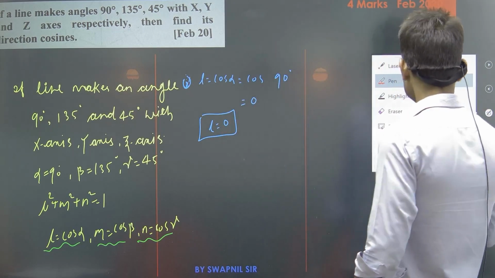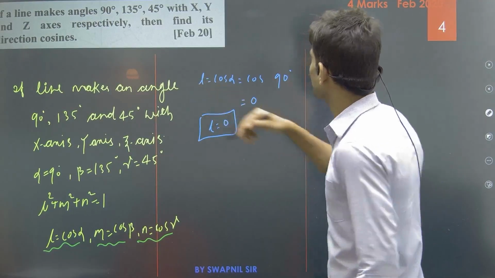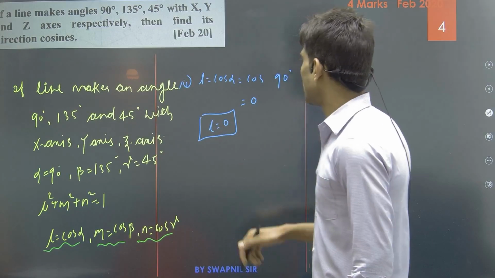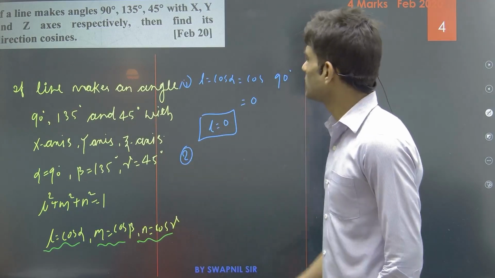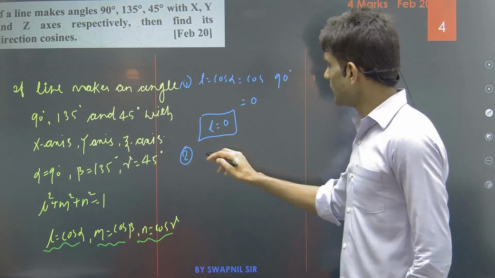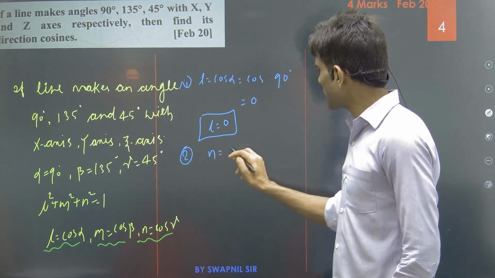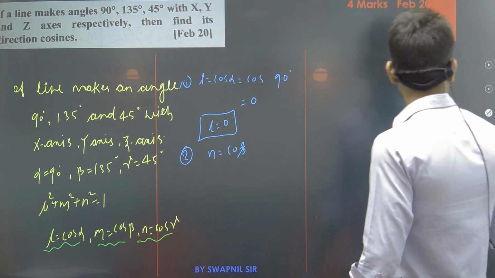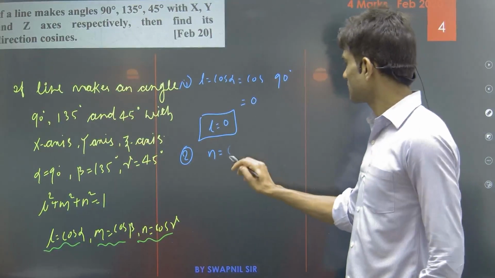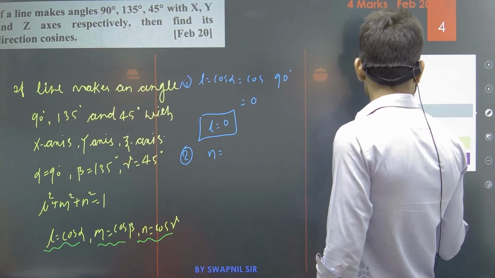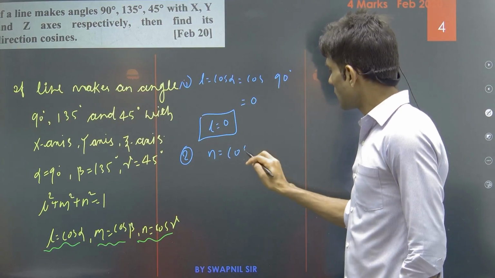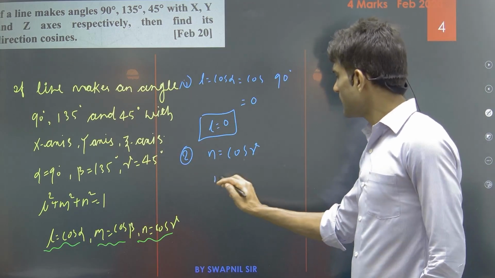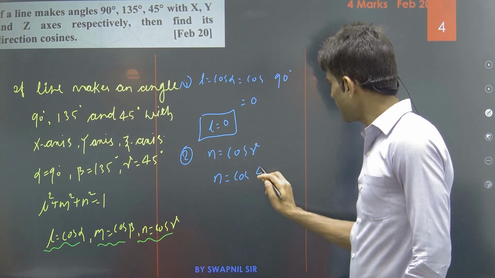This one is our first direction cosine. Let's go for finding the second direction cosine. n is equal to cos gamma, take it directly. The value for gamma we have here is 45 degree, so n is equal to cos of 45 degree.